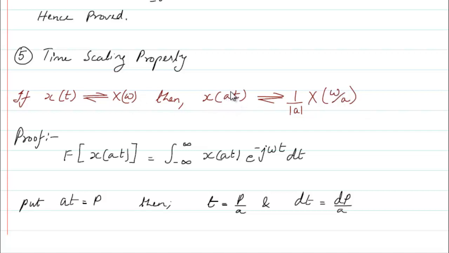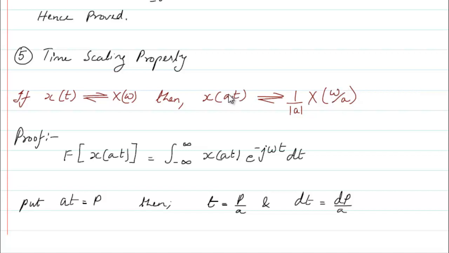But here, if it was multiplication, it has resulted in division, and then you are multiplying it with 1 by the absolute value of a. So one thing you can notice here is that multiplication has resulted in division.